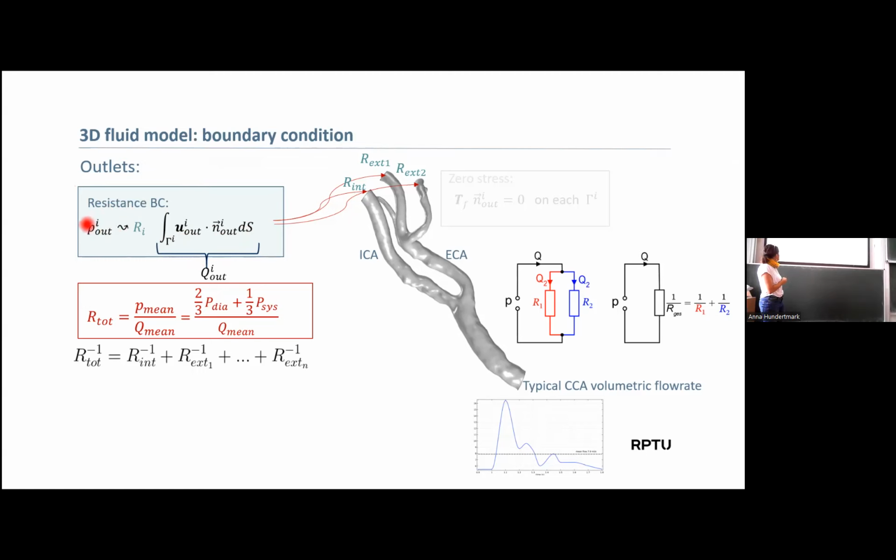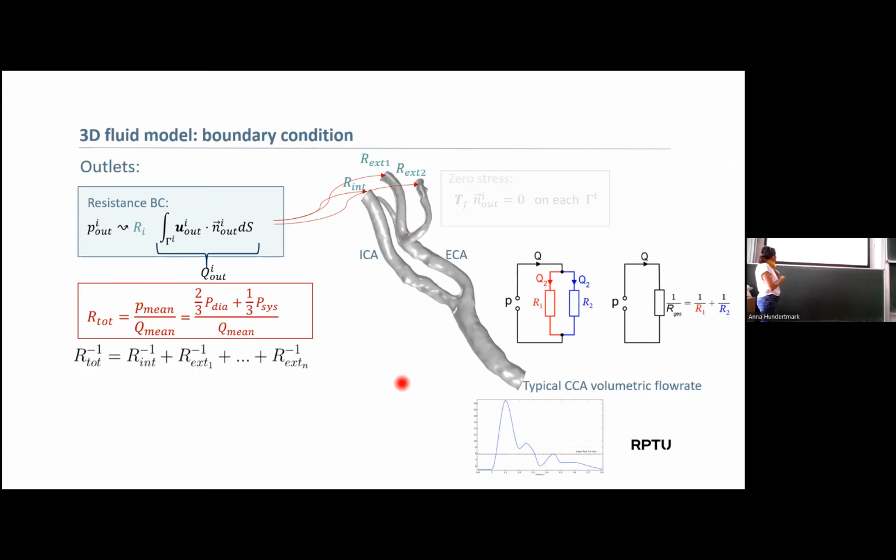So, the so-called resistance boundary condition means that the pressure can be modeled as a product of the resistance and the flow rate. It comes from the electrical circuit analogy, where the resistance is the ratio between voltage and electrical current. The same is applied here. The total resistance of the whole artery system inside the carotid artery can be obtained from the mean pressure and mean flow rate. Mean flow rate is the temporal mean of the inflow, the amount of flow volume.